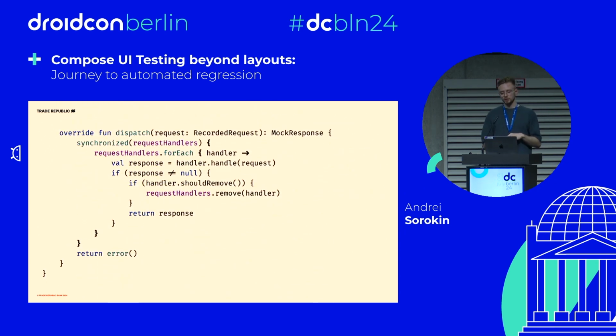Now, to respond, you just check the list of handlers and ask, would you handle this request? If you would, then you check if you need to remove it, and then you return it. If no handlers wanted to handle it, then it's not mocked, so we can just return an error, and that's it. In the real implementation, we also track unmocked requests. Instead of just returning, we also keep them in a separate collection, so when the test ends, we log it and let users know, okay, you maybe forgot to mock this one, or maybe it's just not needed for the test.